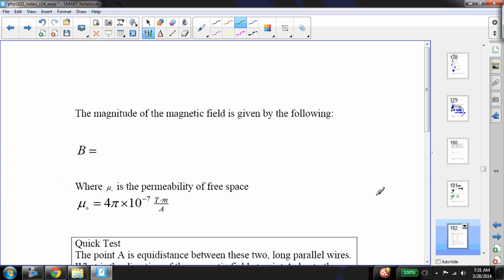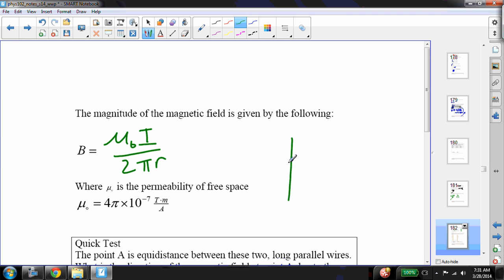Now I can also calculate the magnitude of this magnetic field. The right-hand curl rule will give us the direction, and we can also calculate the magnitude. It's given by the permeability of free space, mu naught, times I, over 2 pi r, where r is the distance from your wire.